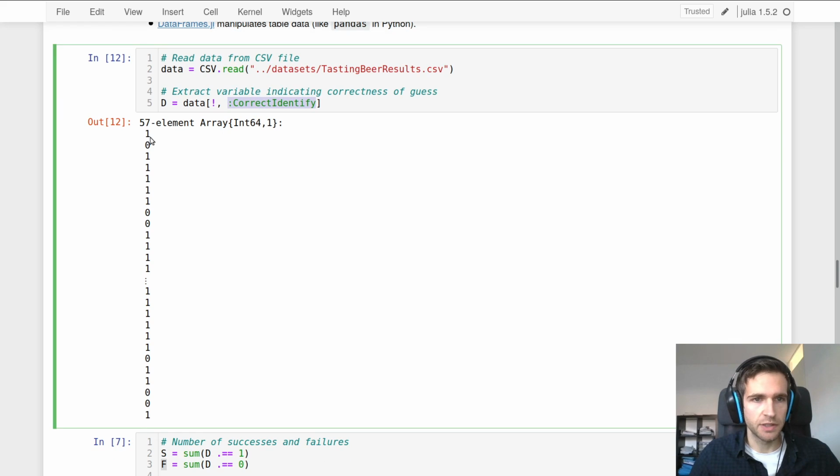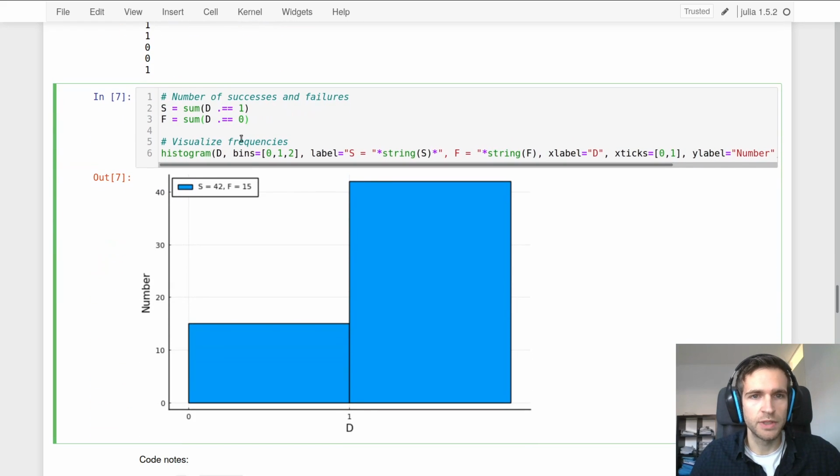And as you can see, it consists of a lot of ones and zeros. Ones are for every time the participant got it right, and zeros are for every time they got it wrong. We have 57 participants, that's our sample size. If we plot the number of successes, where the sum of times that the data set equals 1, and the number of failures, the sum of times that d equals 0, then we get this beautiful histogram, and we can see that the majority of participants correctly identified the alcoholic beer. But it's not perfect. There's still about 15 people that got it wrong.